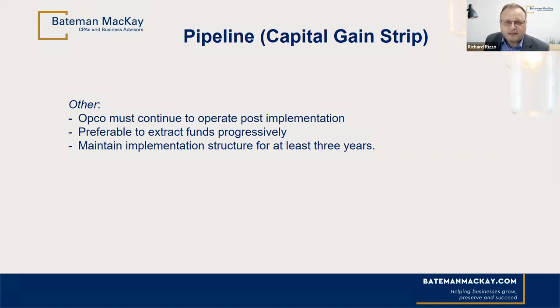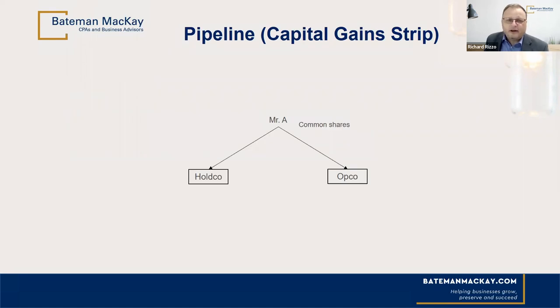So going through an example, we have Mr. A, who has the Opco. The cash and the value are in the Opco. So we create a holding company, and then Mr. A would take part of the common shares and exchange them for special shares. If we want to do this transaction for, say, $1 million, then we would take $1 million worth of common shares of Opco and convert those shares into special shares, which are worth $1 million.